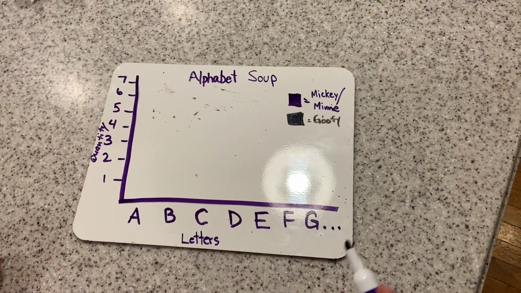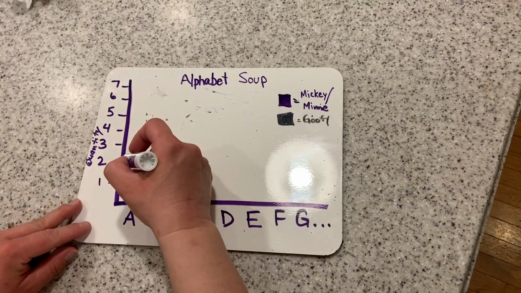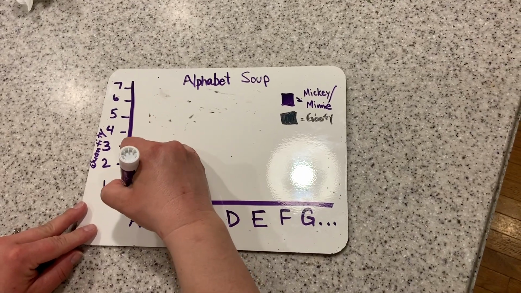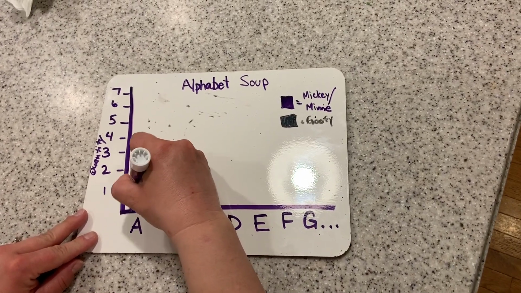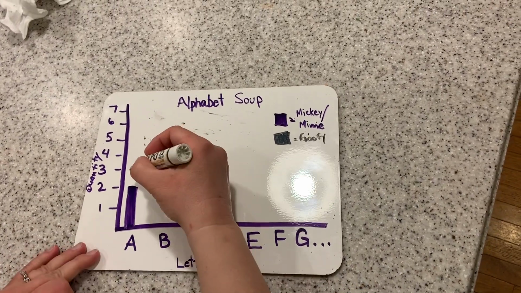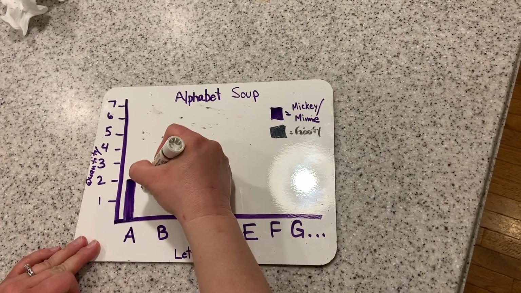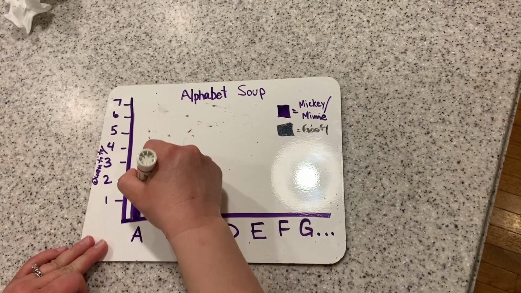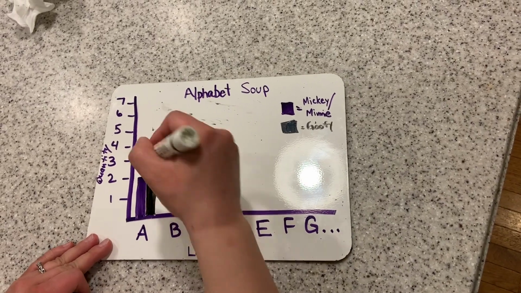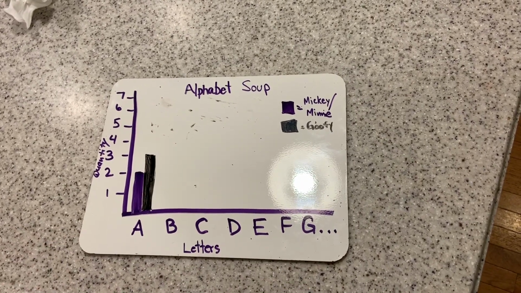And so now what I'm going to do is create a graph based on the data that I collected. Now I don't have the data in front of me, but just say that Mickey and Minnie had 2 ingredients that were the letter A. It would look like that. And next to that, again, let's just say that Goofy had 3 ingredients. It would look like this.